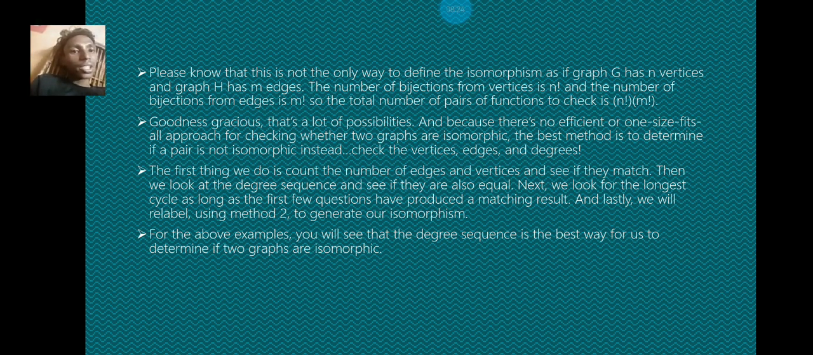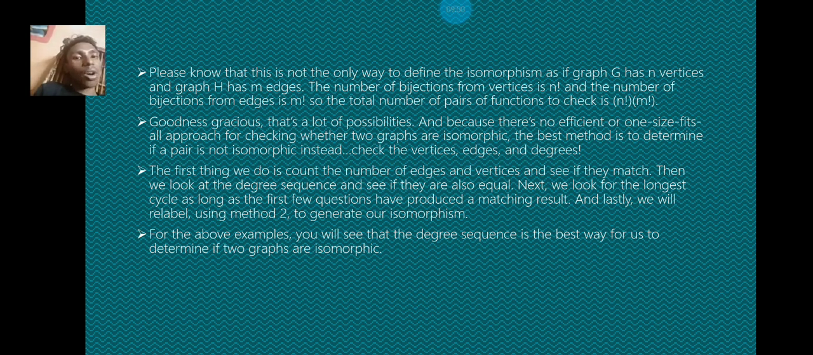Goodness gracious, that's a lot of possibilities. Because there is no efficient one-size-fits-all approach for checking whether two graphs are isomorphic, the best method is to determine if a pair is not isomorphic. Instead, check the vertices, edges and degrees. The first thing we do is count the number of edges and vertices and see if they match.